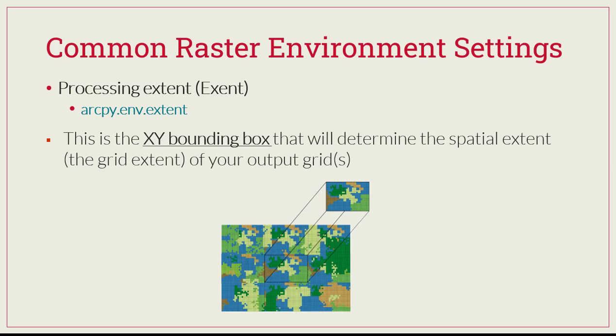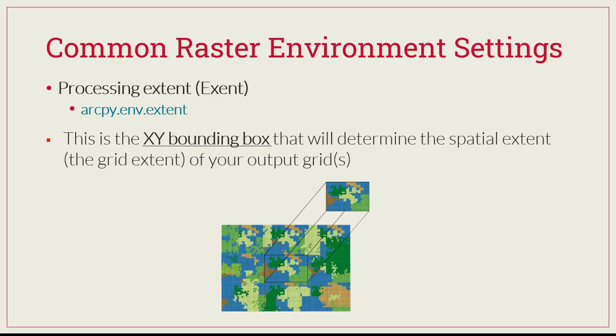So in the graphic here, you can see that we've set up this little box to be the processing extent, which means if we were to put this data set into a raster tool that has this bounding box set up as the processing extent, only the cells that fall within this bounding box would be processed by the raster tool. The rest of them would be ignored. This would be the spatial extent of our output.